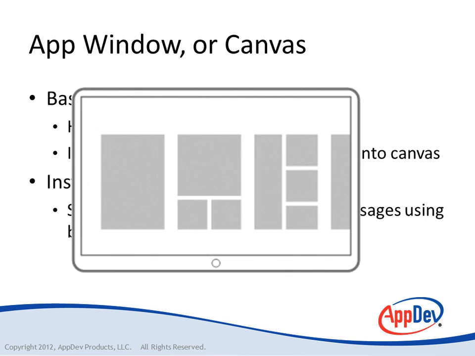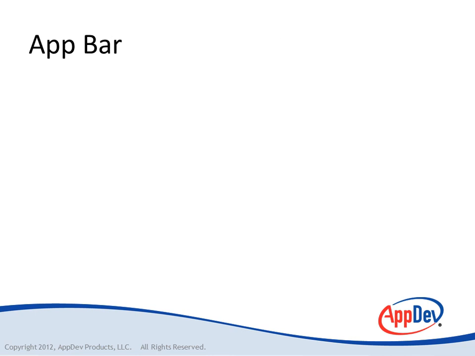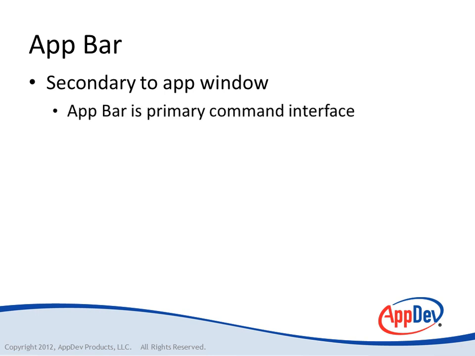The canvas looks something like this. I've borrowed these images from Microsoft's documentation to help give you an idea of what I'm talking about. The canvas is the main area where you place controls for interaction with humans. The app bar is a secondary construct. It's secondary to the app window. The app bar, however, is your primary command interface. This is where you put what would have been on menus in prior application environments.